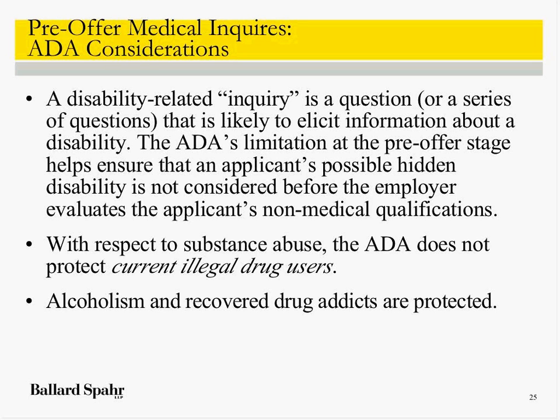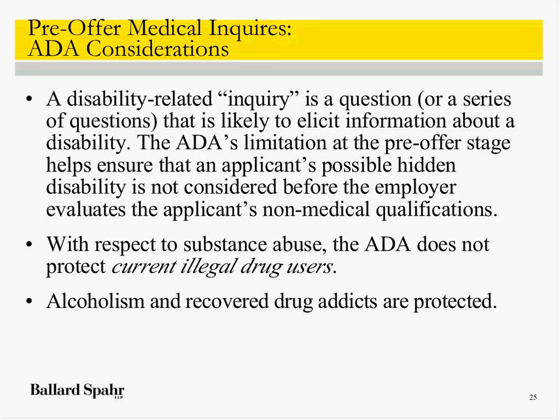Another example is asking about an applicant's prior workers' compensation history. So any sort of inquiries into whether they've been involved in any workers' compensation litigation, claims, or anything of that nature is also prohibited at this stage. The ADA does allow you to ask whether the employee can perform certain functions of the job. So, for example, whether the employee can lift a certain amount of pounds, if that's part of the job for which he or she is applying, that would be permitted.